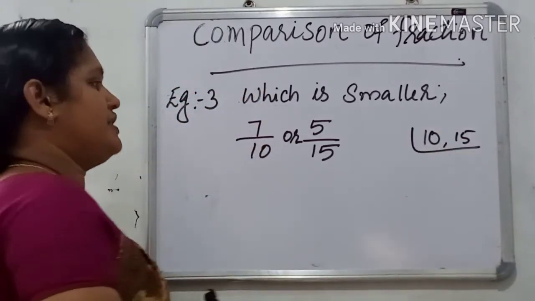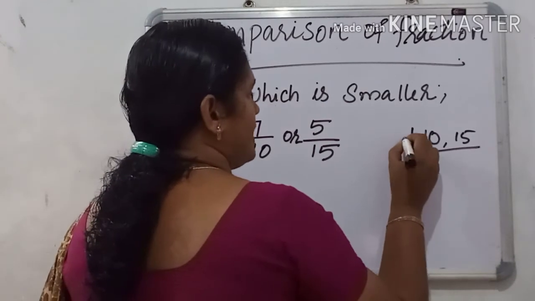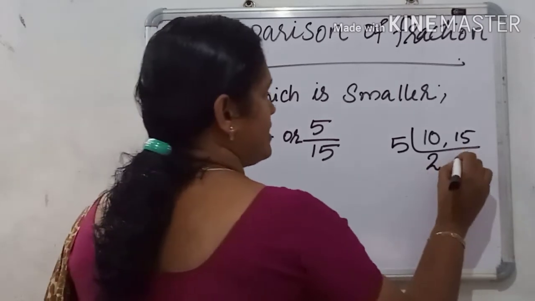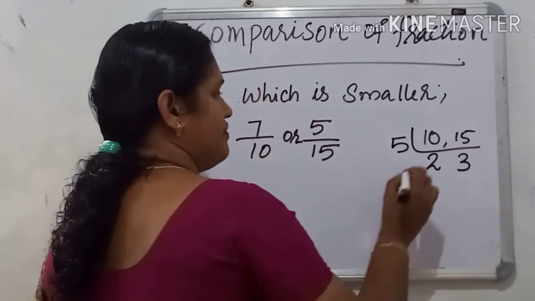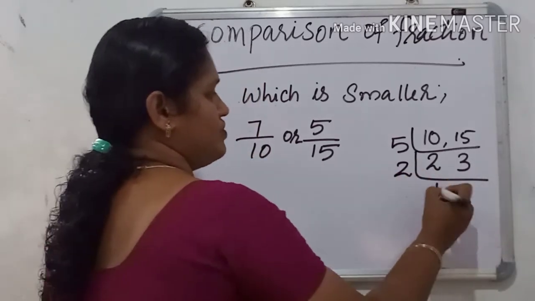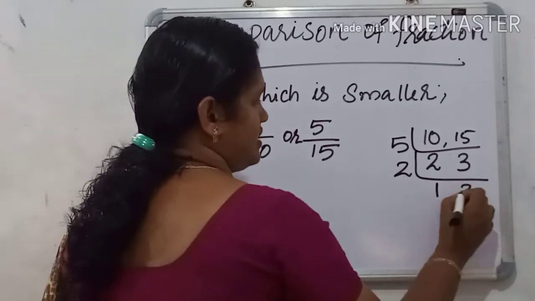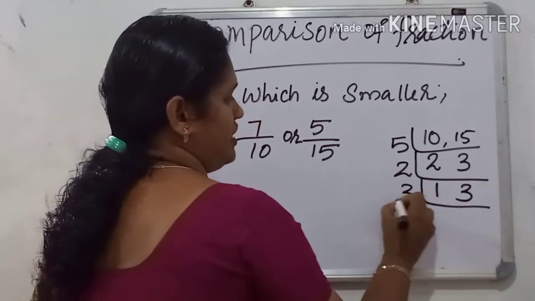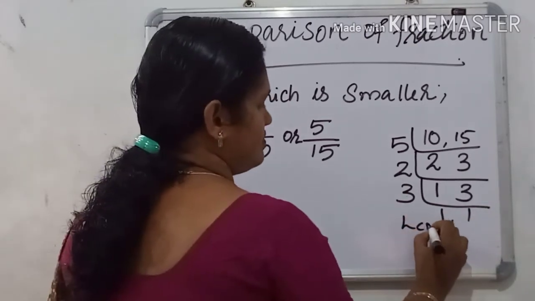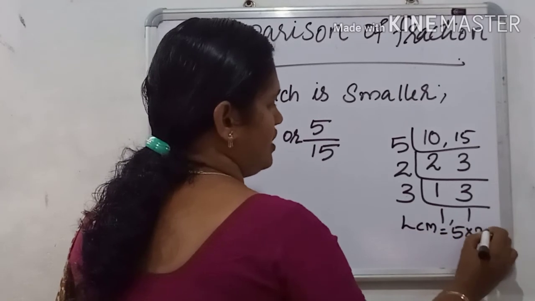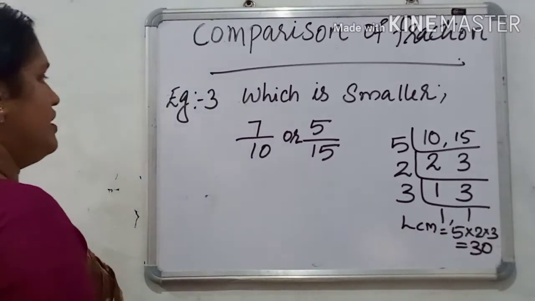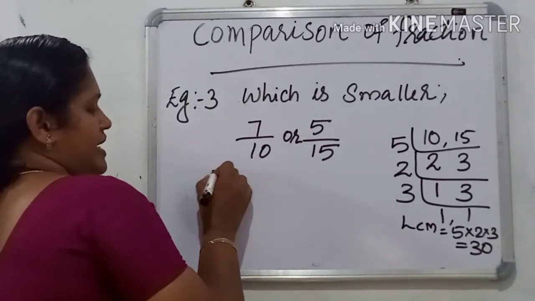10, 15. We can divide both by 5. 2 times 5 is 10, 3 times 5 is 15. 2, 3. Again divide by 3: 1, 1. LCM equals 5 into 2 into 3, which equals 30.